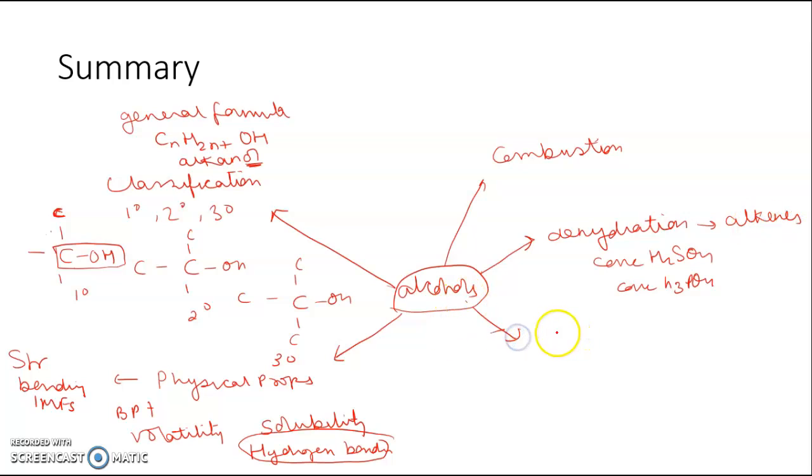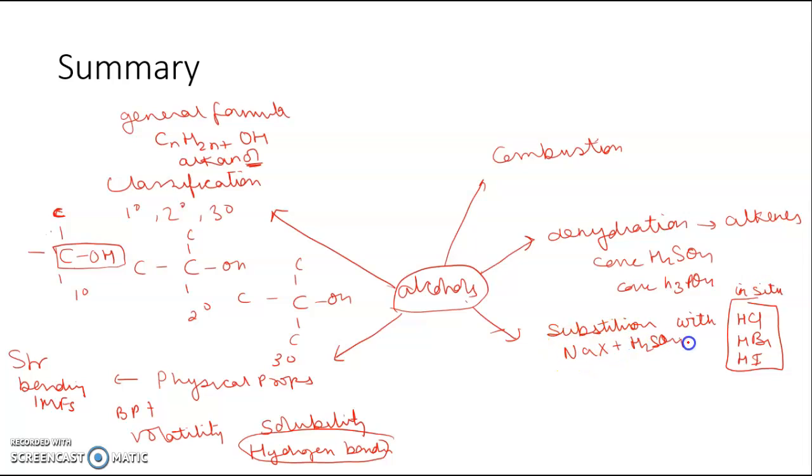We'd also looked into the substitution reactions of alcohols, substitution with HBr or HCl. So when we had looked into these halides, we realized that these were prepared in situ, and the reagent that we used was NaX plus concentrated H2SO4, and they resulted in the formation of haloalkanes. So that's when you do the substitution reaction. So these three reactions we looked at in video 2.